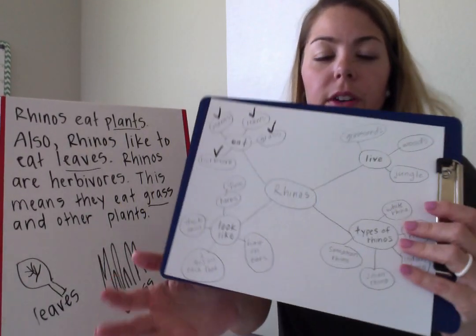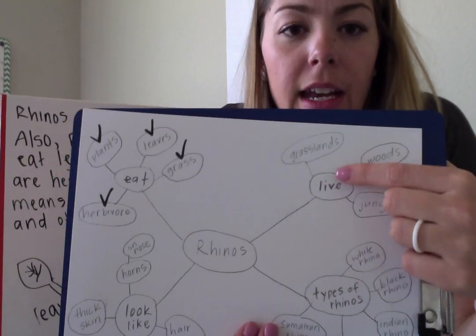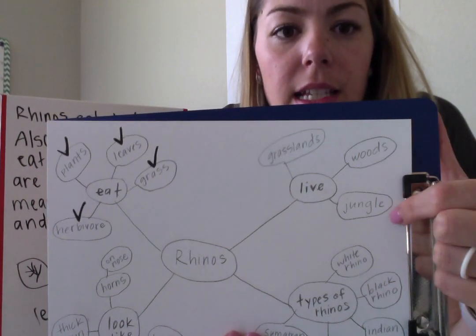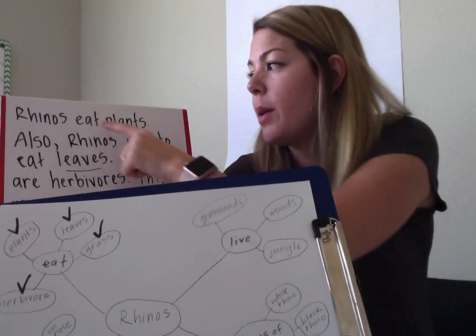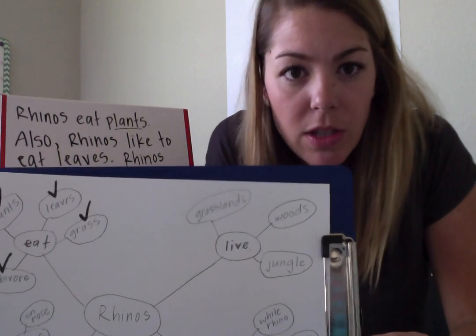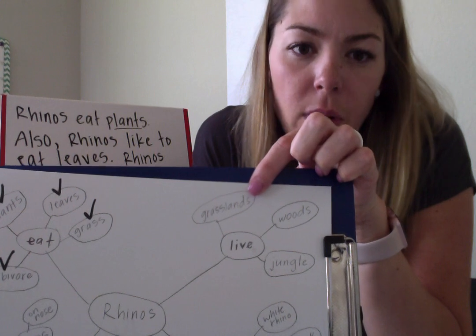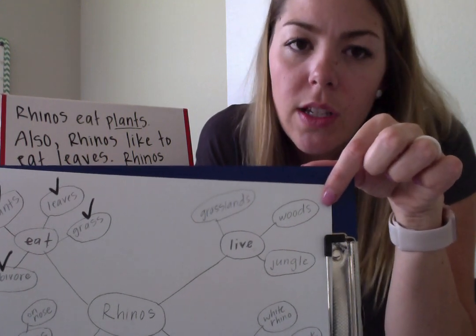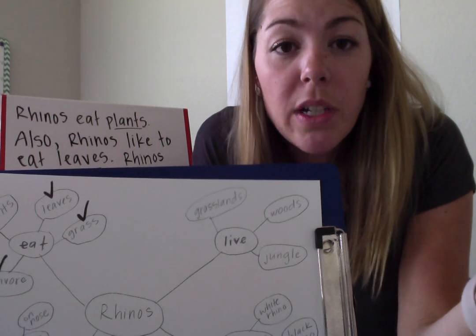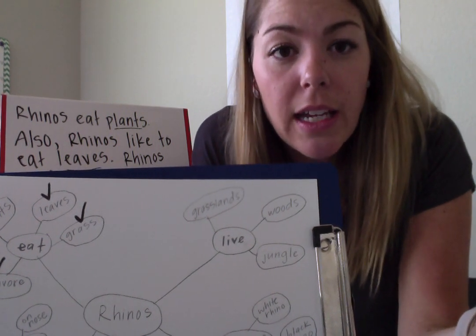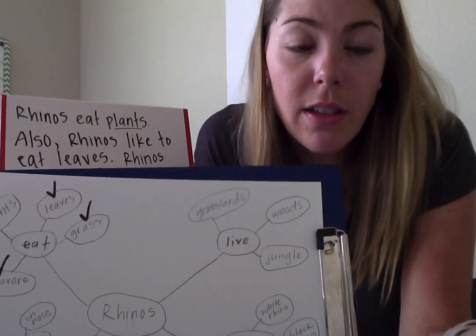So for me, if I was going to continue writing right now, I would move on to my chapter about live. And I would make probably 3 sentences about where rhinos live. But do the same thing that we talked about up here at the very beginning. Try not to make your sentences sound exactly the same. You don't want it to just say, rhinos live in grasslands, rhinos live in woods, rhinos live in jungles, because that sounds kind of boring. So we want to try to be creative as a writer and add in some extra words and some extra details to make our writing sound a little bit better.